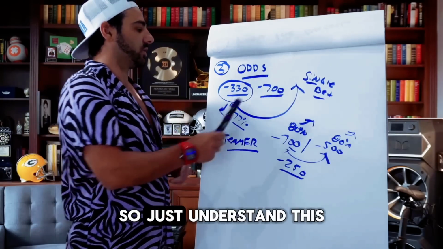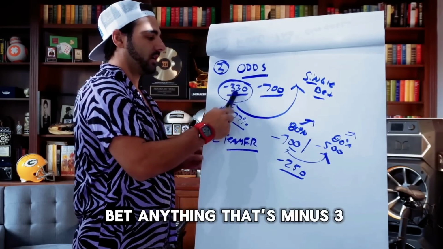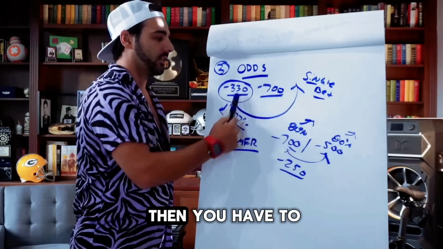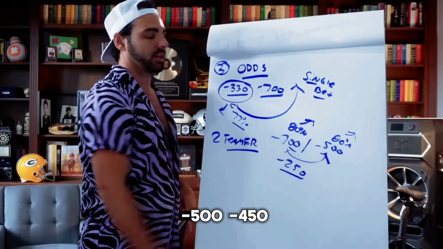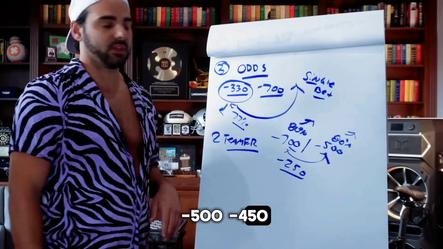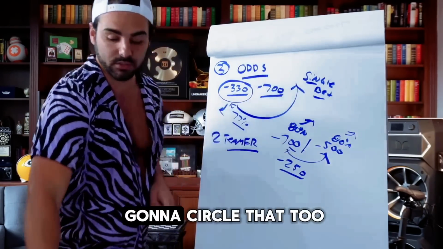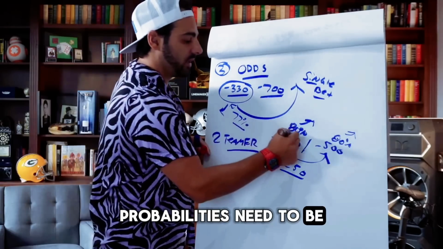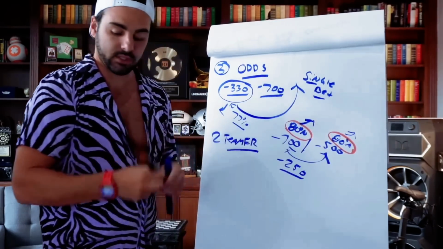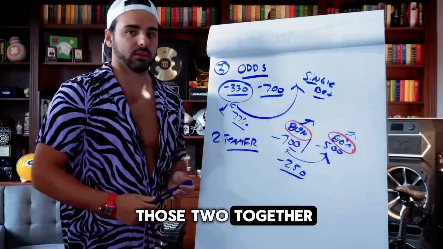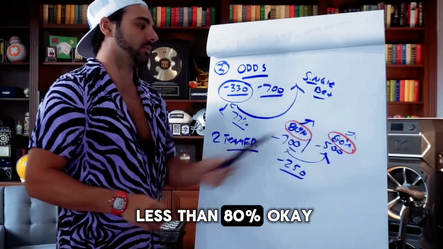Okay? So just understand this, that when it comes to the odds, you have to single bet anything that's minus 330 or lower, and then you have to wedge a 2-teamer for anything that's above this number. If it's minus 700, minus 500, minus 450, something like that, you got to match those together. But the probabilities need to be, and I'm going to circle that too, 80% and above. If they're not 80% and above, then you can't put those two together, because the probability goes way down if these percentages are less than 80%.